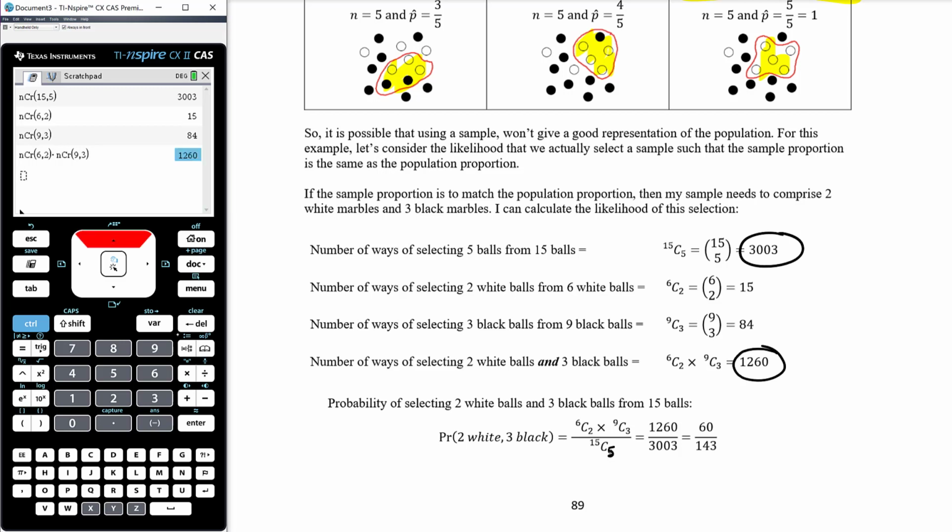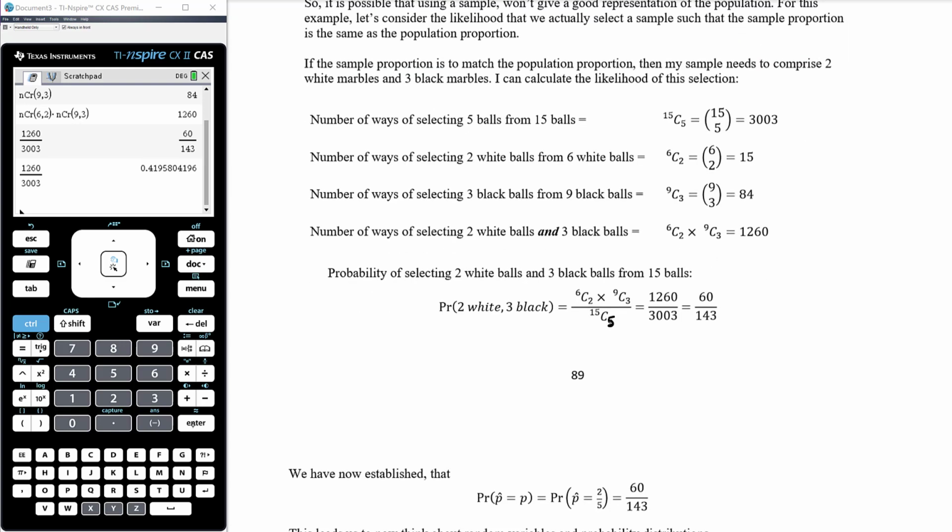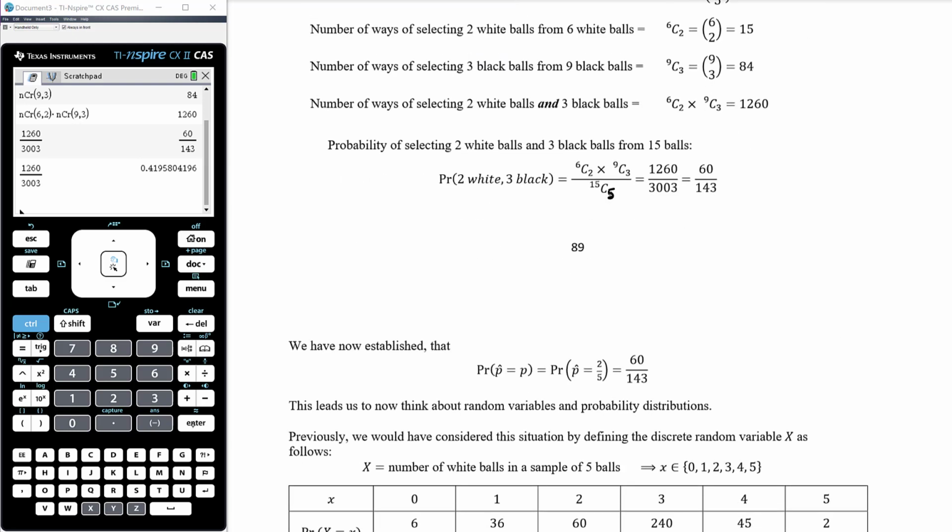So it's going to be 1260 divided by 3003, which is 60 over 143, just as a rough estimate, about 0.4. So we've got a 40% chance, roughly speaking, that the sample we select will have a sample proportion that matches the population proportion. That means there's a 60% chance that it won't, and so therefore our sample won't actually be a good inference for the population. It won't be able to be easily inferred.